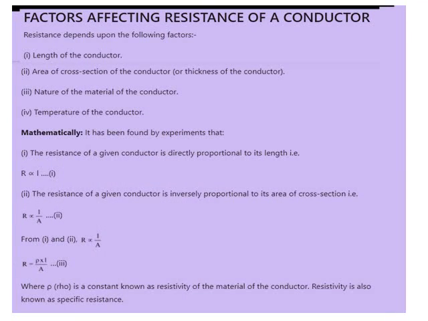Children, in this slide, we are going to see about the factors affecting the resistance of a conductor. On what factors does the resistance depend? Resistance depends upon the following factors. One, length of the conductor. Two, area of cross section of the conductor, which is nothing but its thickness. Third, nature of the material of the conductor. Finally, temperature of the conductor.